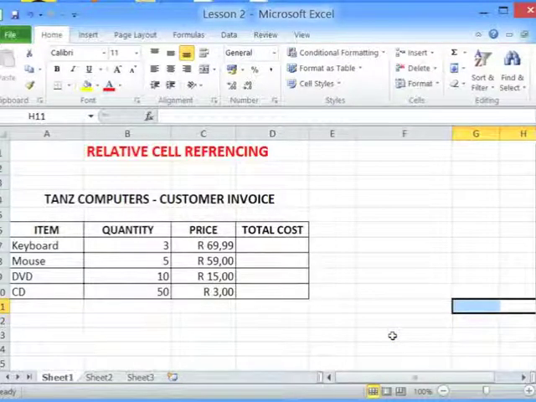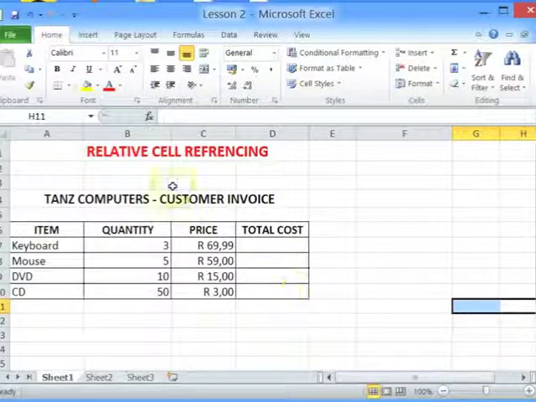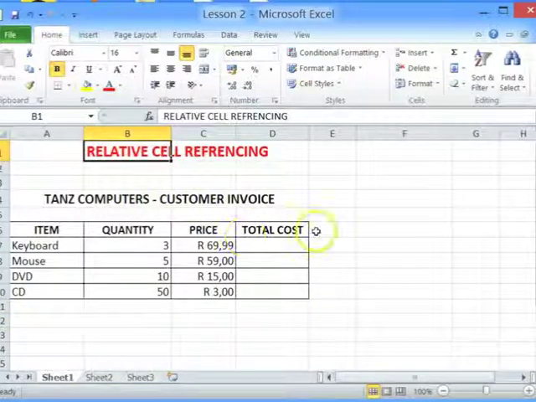Welcome to lesson 2 of Microsoft Excel 2010. In this lesson we are going to take a look at relative and absolute cell addressing, or relative and absolute cell referencing. Firstly, let's look at relative cell addressing.